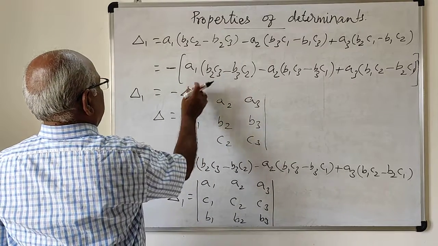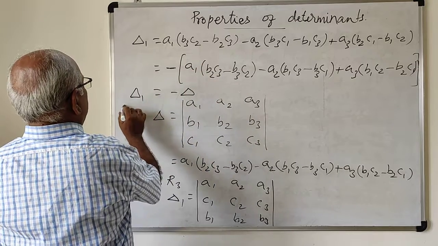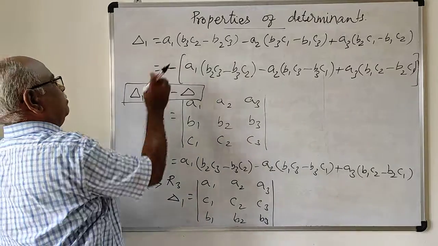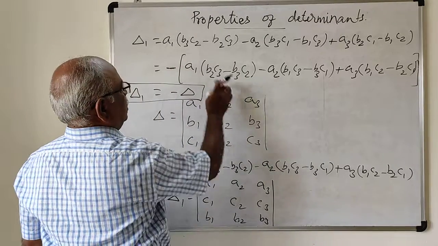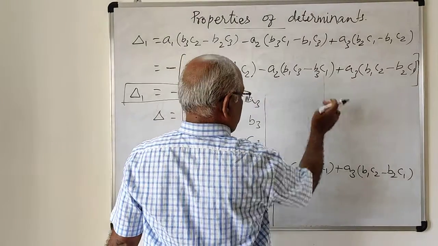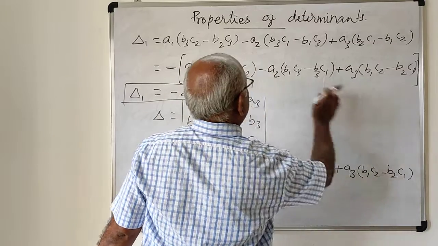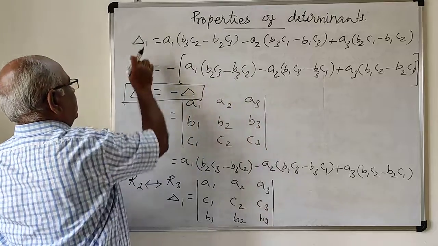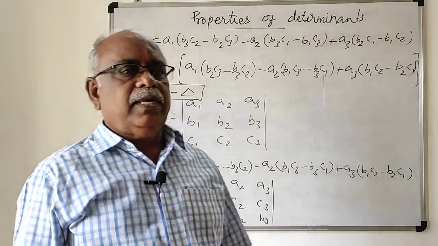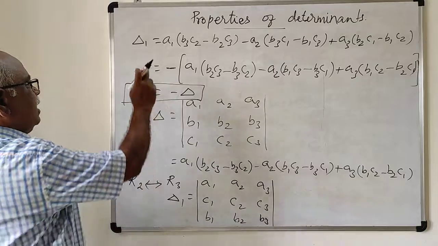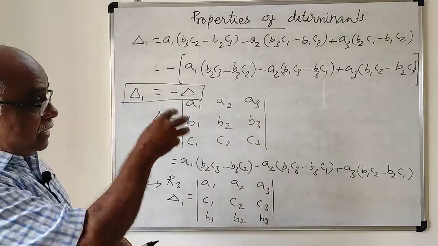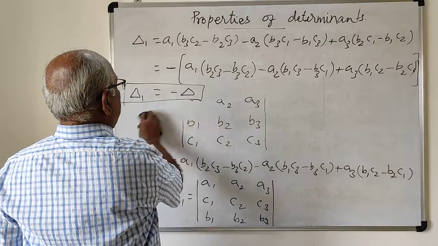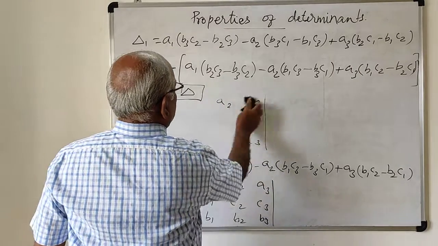So delta 1, after interchanging the rows, the sign of the determinant is changed, you get minus delta. So delta 1 is minus delta. After interchanging the rows or columns, the sign of the determinant is changed. And we will also justify this property using the same example which we used in the previous property.